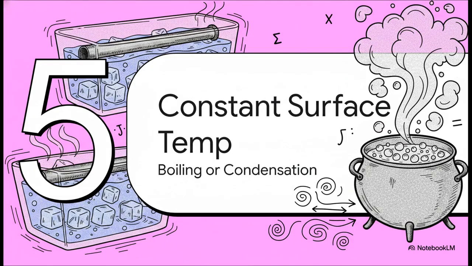All right, Section 5, constant surface temperature. Now let's shift gears to that second boundary condition. This is where the wall temperature doesn't change at all. Imagine a pipe fully submerged in an ice bath. This one requires just a little bit more mathematical finesse.